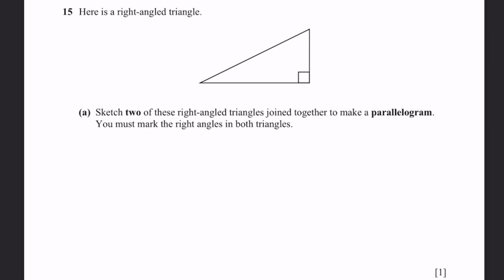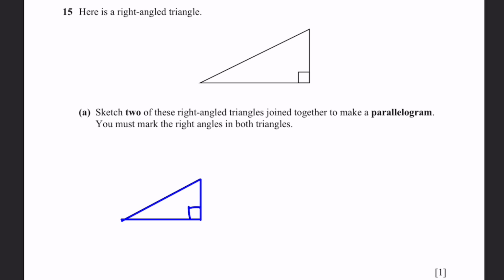Question 15. Here's a right angle triangle. Sketch 2 of these right angle triangles joined together to make a parallelogram. You must mark the right angles in both triangles. First, let's draw the same right angle triangle like this, and let's mark the 90 degrees, which is right there.